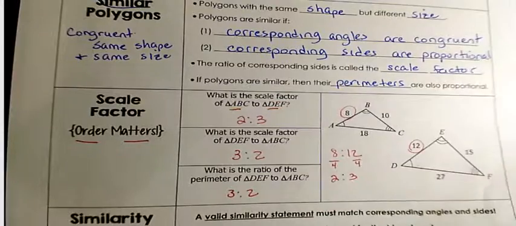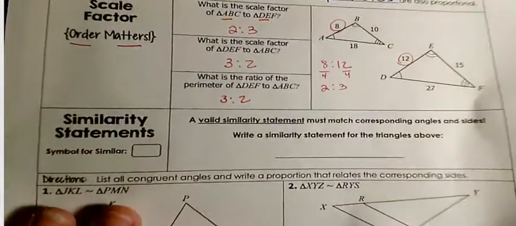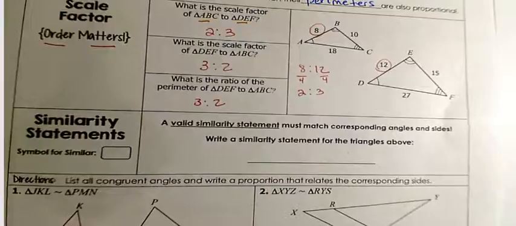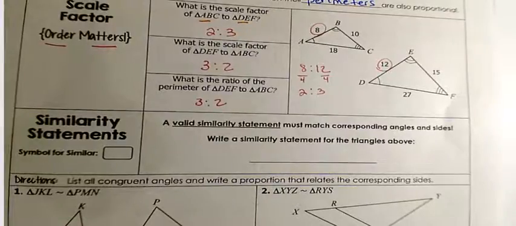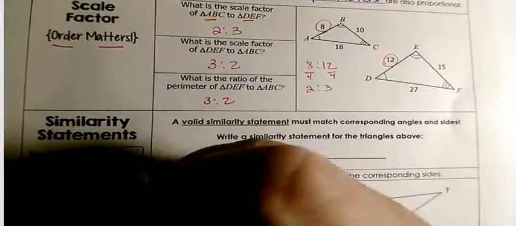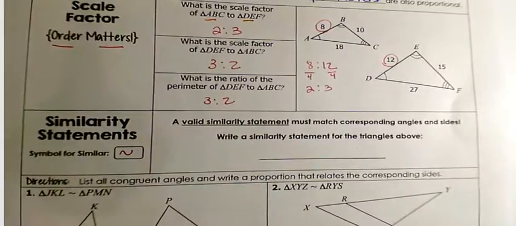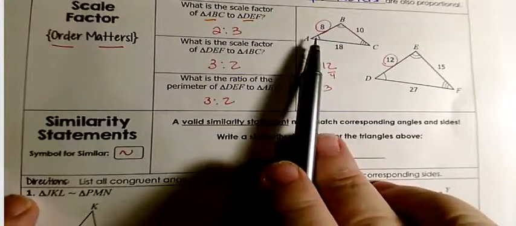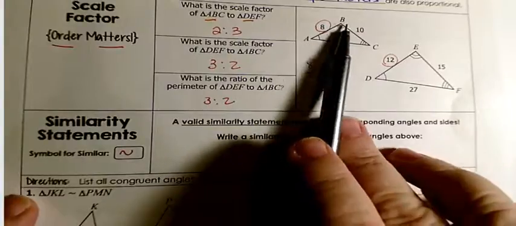And now you should be moving on, and we have the similarity statement. So there's a symbol for when things are similar, and that's just a squiggle. Okay? And a valid similarity statement must match corresponding angles and sides. Write a similarity for the one above. So you have to go in the same order. You're going to go A, B, C.